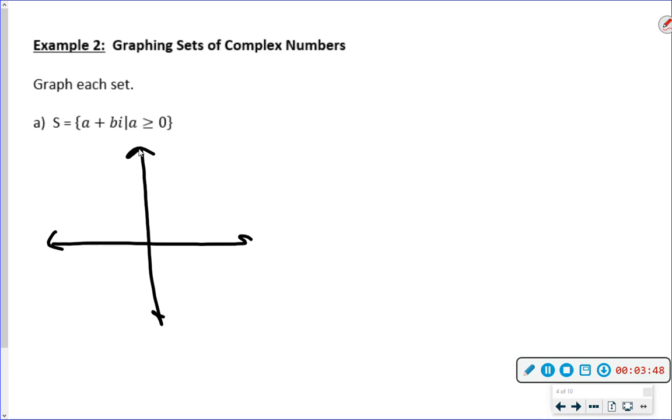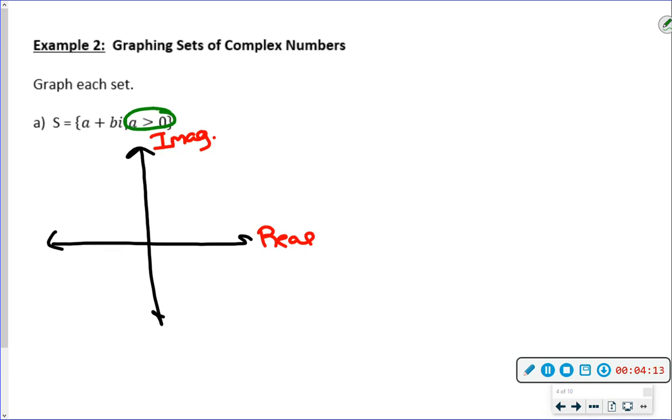Real is always the horizontal. Horizontal, I can't talk today. Imaginary. Okay. So let's just talk about this goofy looking notation. This, of course, is what we remember is our set builder notation. It's what it's called. A plus bi, so your complex number, such that I'm really zeroed in on this piece of it. A is greater than or equal to 0.